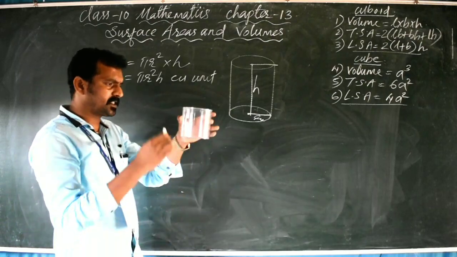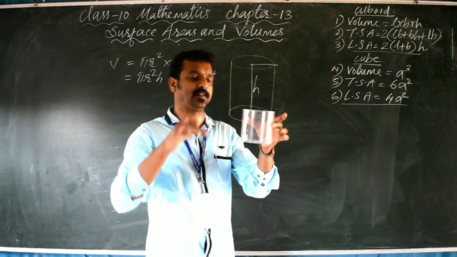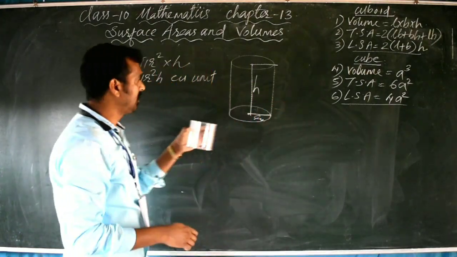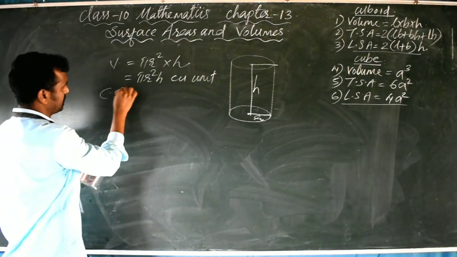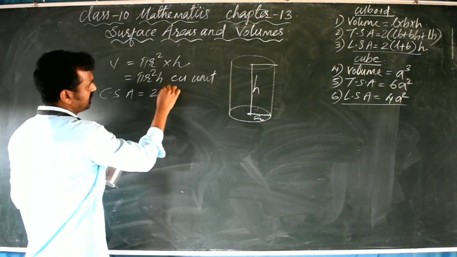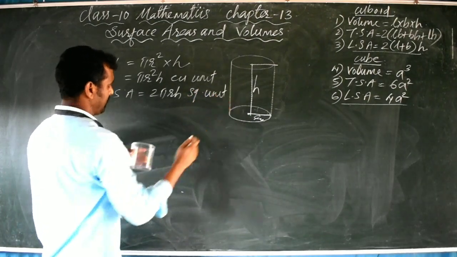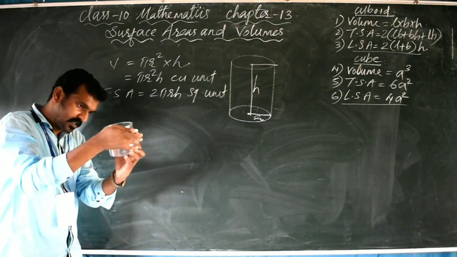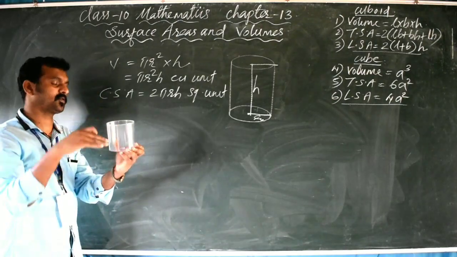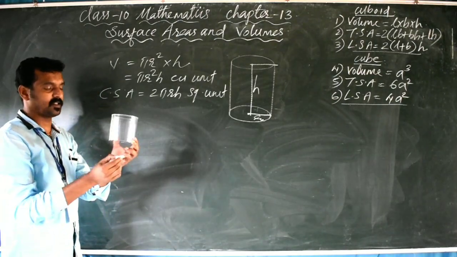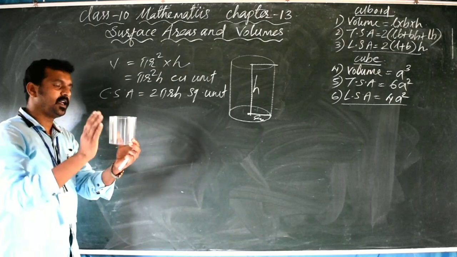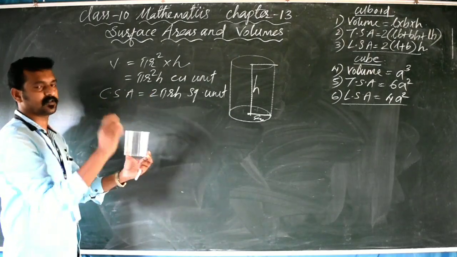Now, next one is curved surface area of a cylinder. Curved surface area of a cylinder is equal to, what is the formula? 2 pi rh square unit. Curved surface area means this area only. This area is called the curved surface area. This one is the curved surface. Its area is 2 pi rh square unit.